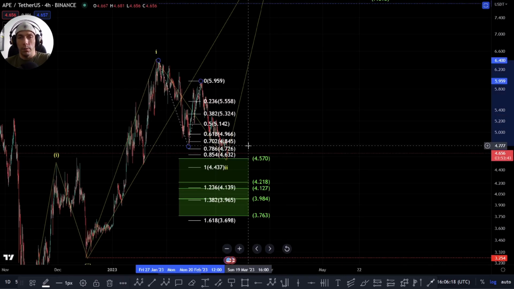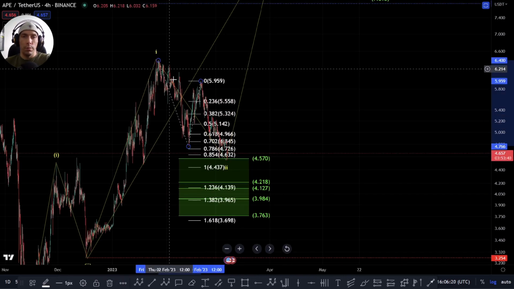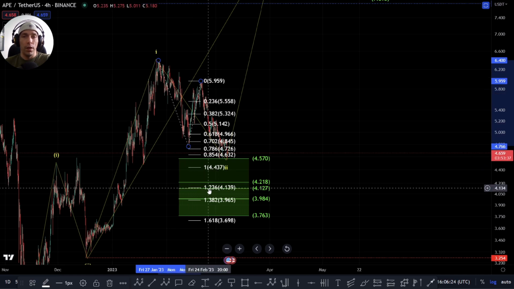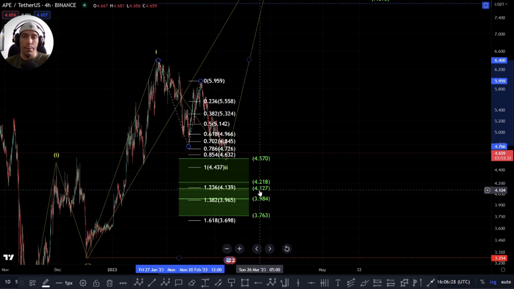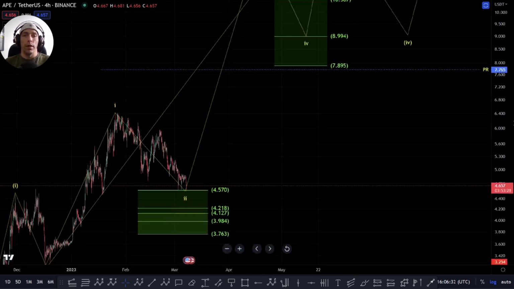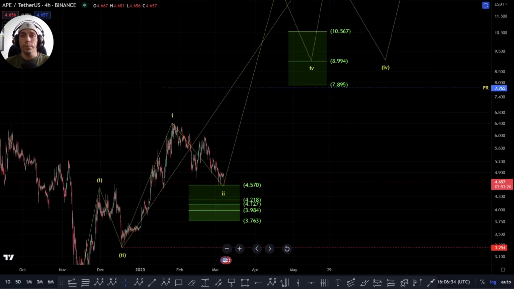So how does this move differ? What we'd be looking for is potential to come back down here to this 1 to 1, or potentially if it extends down further, this 1236 actually lines up quite nicely with the 4.127 area. So that could be an area that we look to push into.